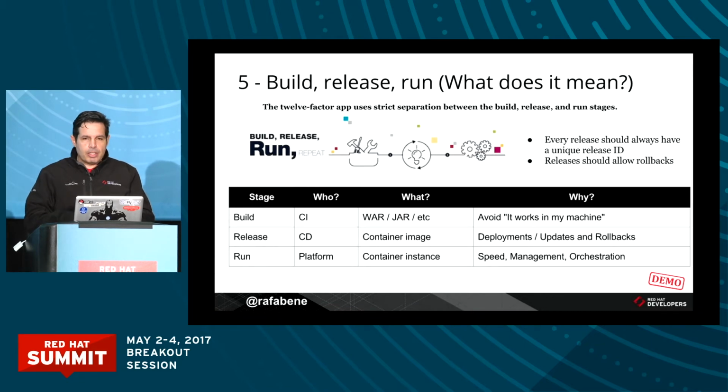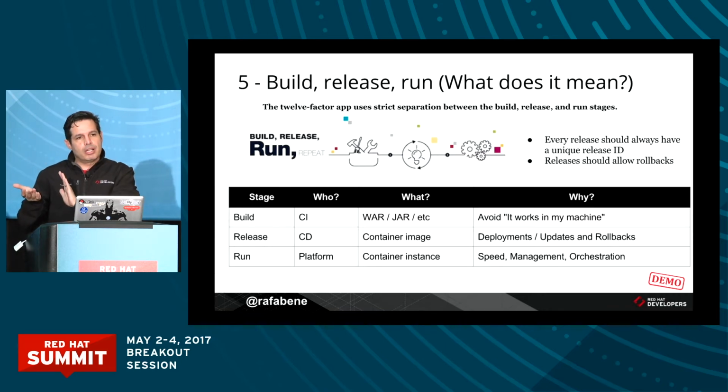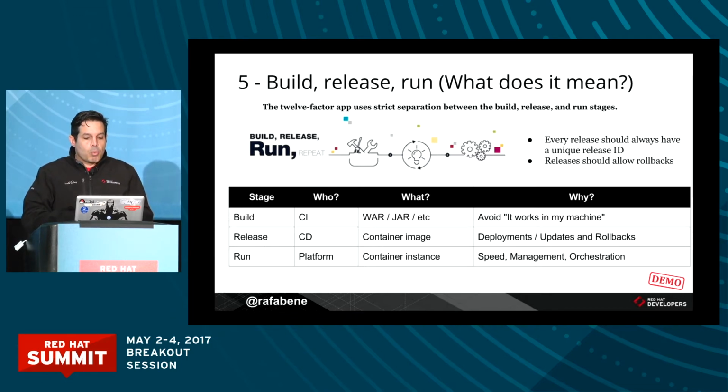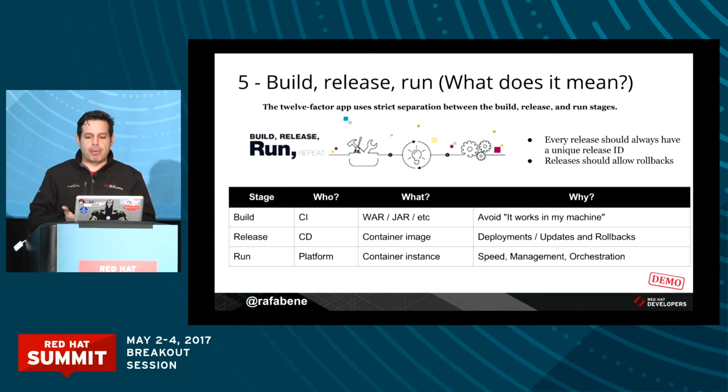It means that each step of your process, from having your source code until having the application running in production, is a different stage. For example, the first stage: build the application. What will you produce? In the case of a Java application, you will produce a WAR file or a jar file, okay? Usually this step is performed by a CI tool, like Jenkins, for example, because we want to avoid people saying, oh, it works on my machine.